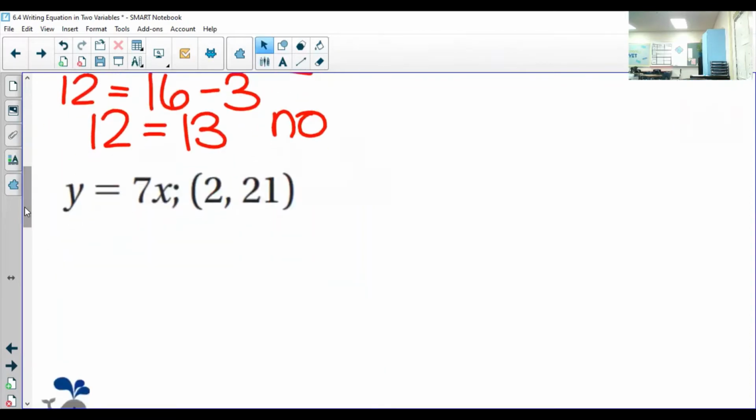Here's my next one. Move it down a little. Okay, we have y equals 7x. All right, here we go. My ordered pair is right here.